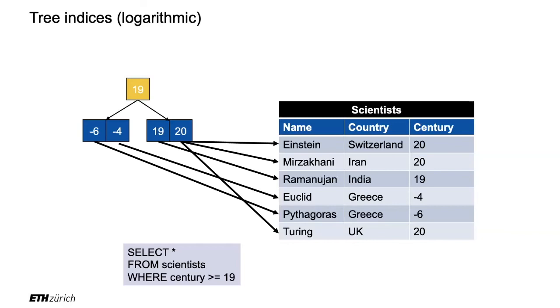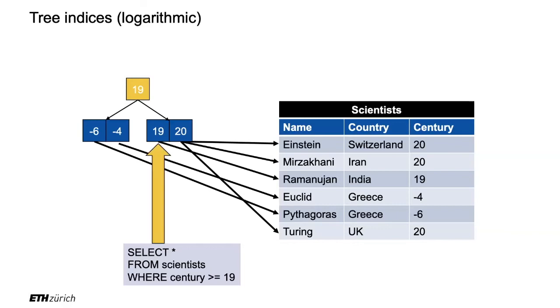Who thinks it's logarithmic? Who thinks it's instant? Okay, so the majority was correct, it's logarithmic. Because you start at the root of the tree and go left and right and left and right, and then finally land on a leaf. It's basically the time for looking up a word in a dictionary.